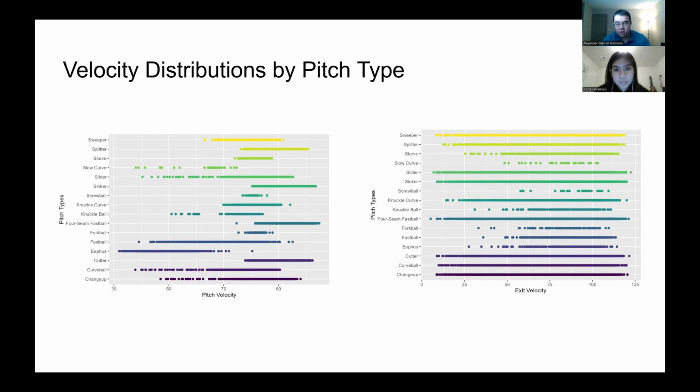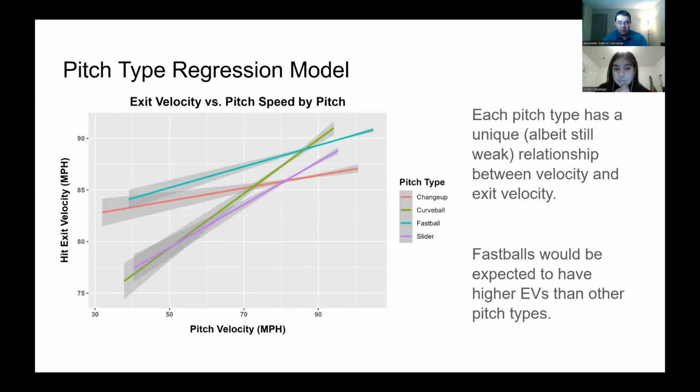So when we take these pitches into account and group them together by some of their main characteristics, we get these types of regression models. Here we have the four main types of pitches: fastballs, sliders, curveballs, and changeups. And we see that there is a slightly stronger, albeit still very weak, relationship once you account for those pitches. I think the more interesting thing we find in this plot, though, is the fact that fastballs would be expected to have higher exit velocities than other pitch types.